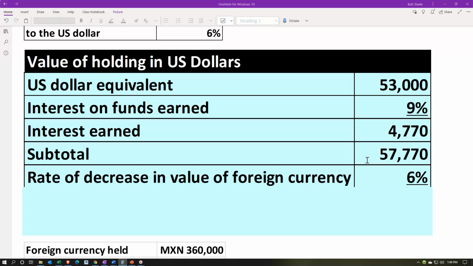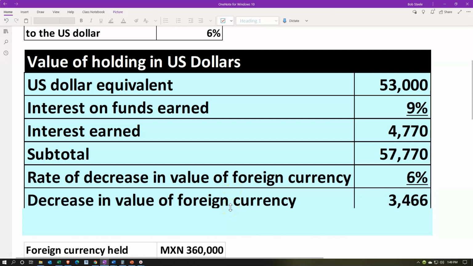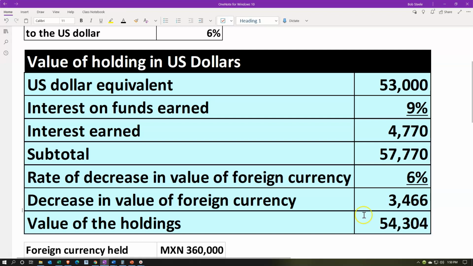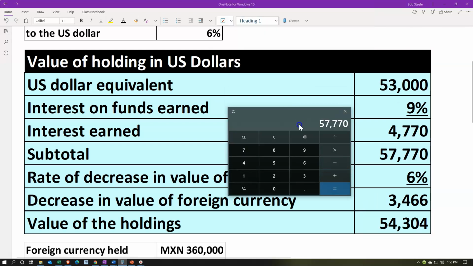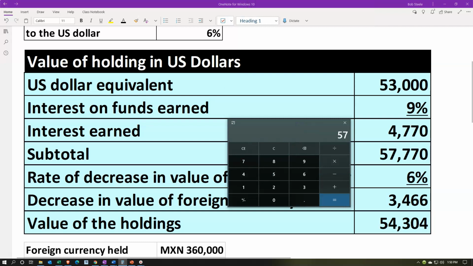It's a later point in time, and every day the value of the yen compared to the US dollar, just like stocks, will change. So we're going to say it decreased by 6%. Well, if that's the case, 57,770 times the 6% would give us the 3,466. 57,770 minus the 3,466 gives us the 54,304. Once again, we can get there a couple different ways. We can take the 57,770 times the 0.06. That's going to give us this amount. It's rounded here. And then if I subtract that out of the 57,770, we're going to get down to the 54,304 about.